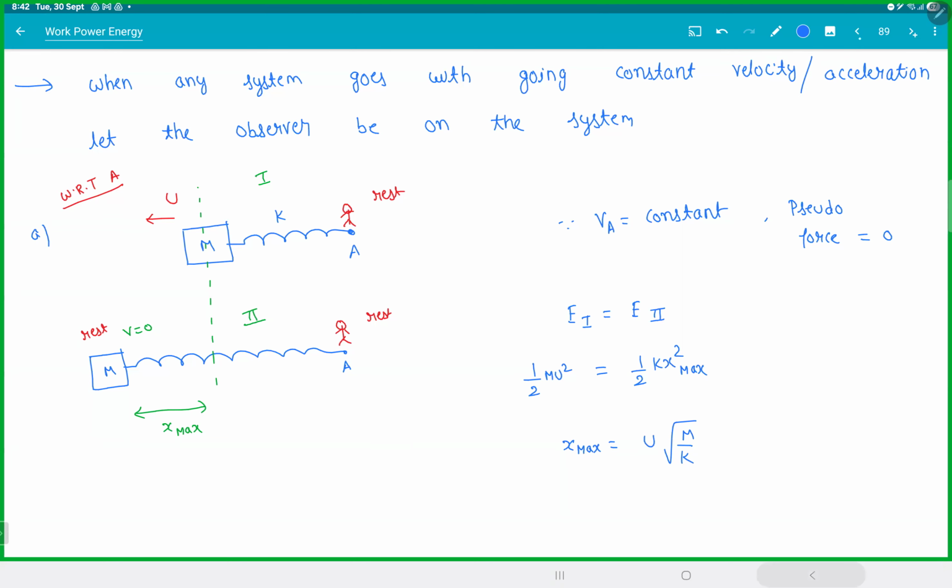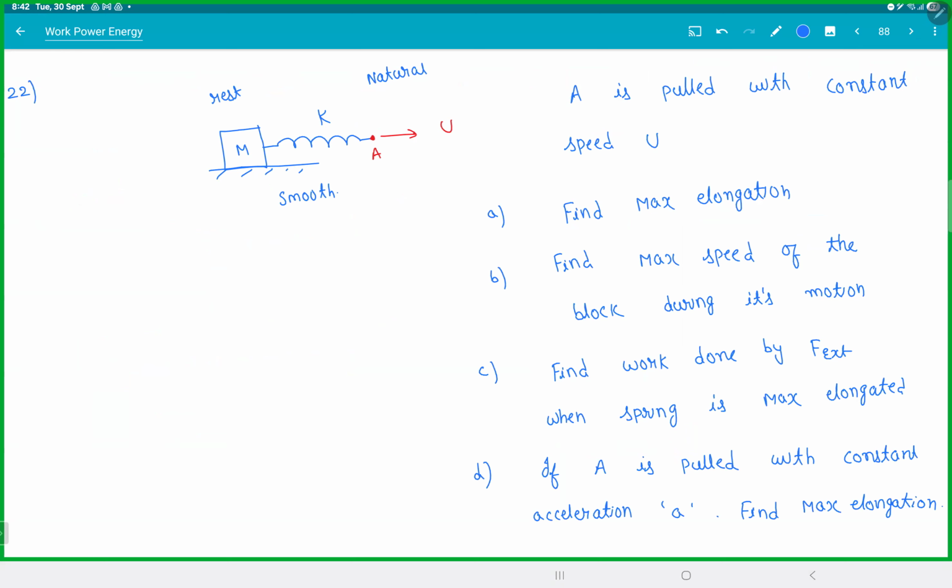What is the second question? Find the maximum speed. How will you do that? And then, what is the work done by the external force till the maximum elongation? Let's see. Whenever I ask you to find the maximum speed, remember I'm asking in the ground frame.